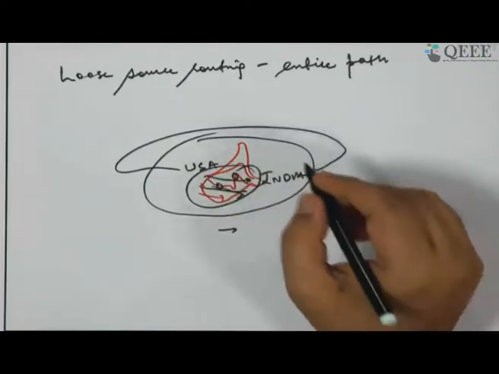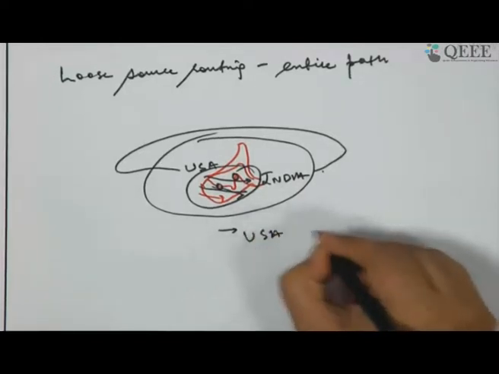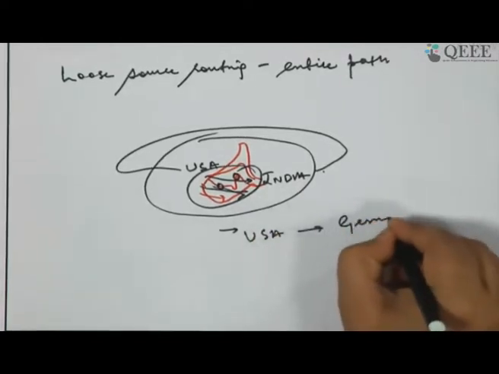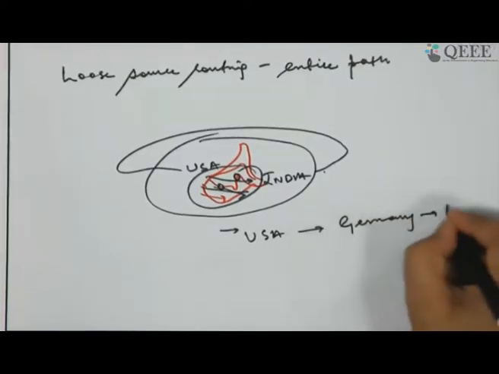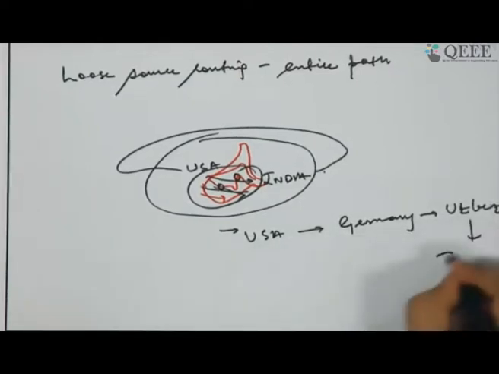You can specify that no, it should go from USA to Germany, to Uzbekistan, okay, Uzbekistan to India.